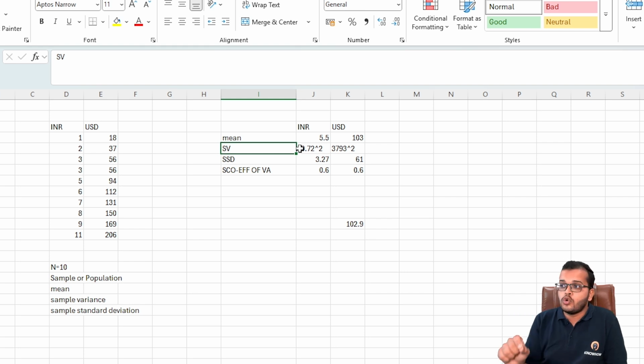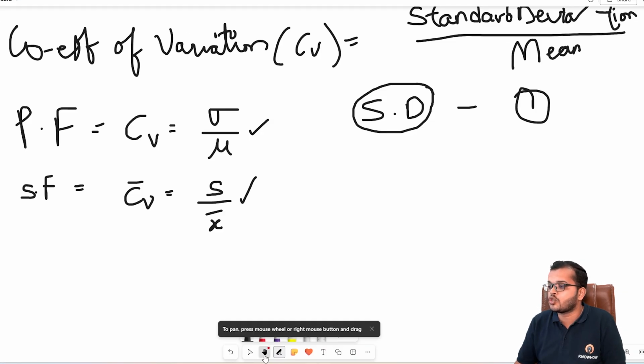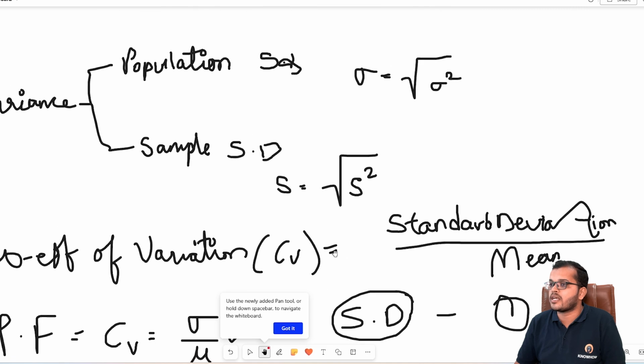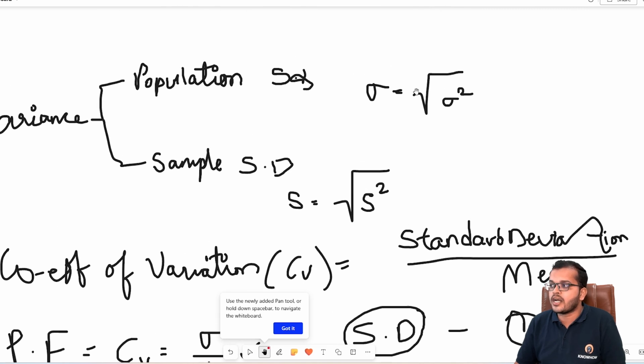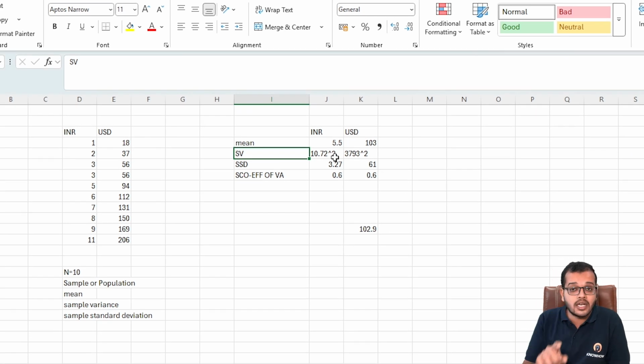As you know, we have represented the sample variance in terms of squares. The reason is that if I come back and show you the formula, the population standard deviation is the square root of sigma square, and for the sample, s equals the square root of s square. That's the reason we represent the values on a square basis as well as the units.